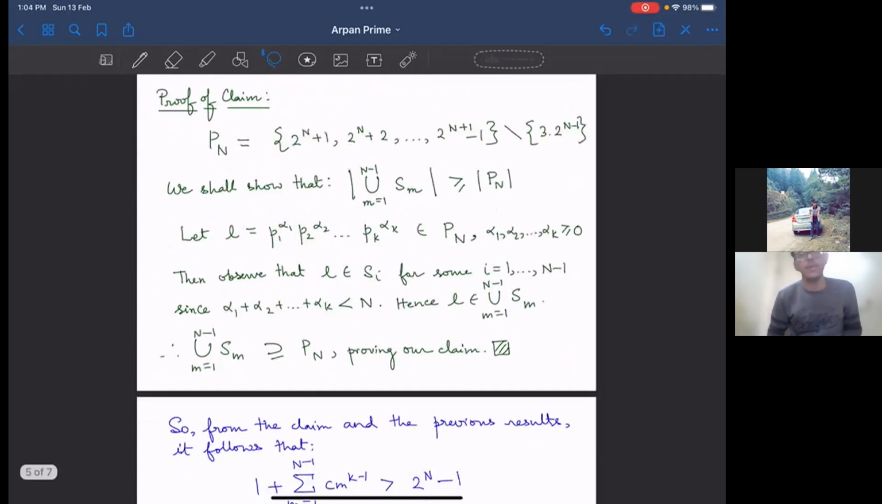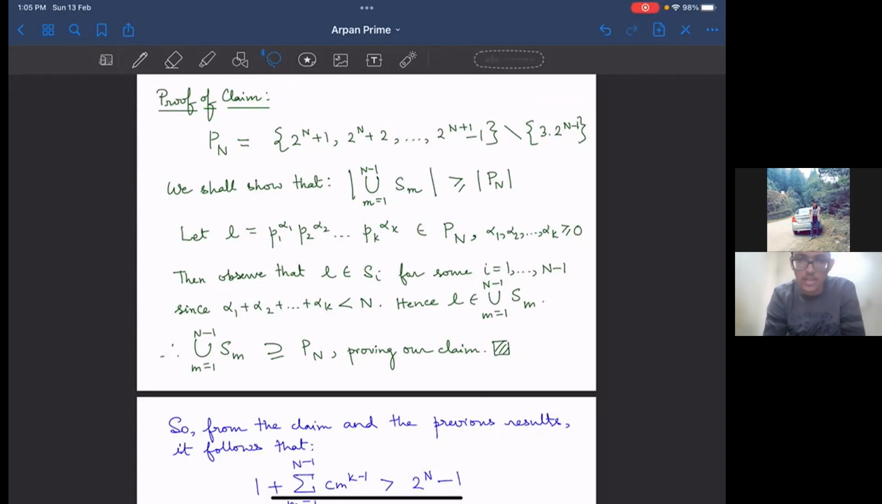So consider a set Pn, which is essentially 2 power n plus 1, 2 power n plus 2, all the way up to 2 power n plus 1 minus 1. Just remove the element 3 into 2 power n minus 1 from the set Pn. Okay? We'll see in a moment why we are doing that. So the first observation you can make on Pn is that the cardinality of Pn is essentially 2 power n minus 2 now, upon throwing away 3 into 2 power n minus 1. Okay, so what is our objective? Our objective is to show that the union m equal to 1 to n minus 1 of Sm is greater than or equal to the cardinality of Pn.